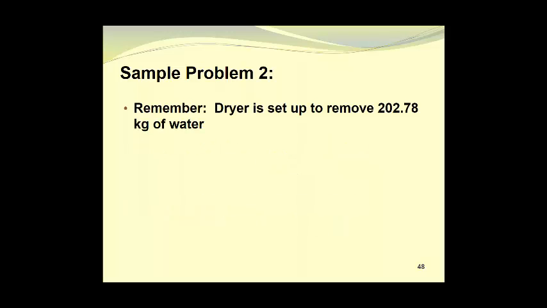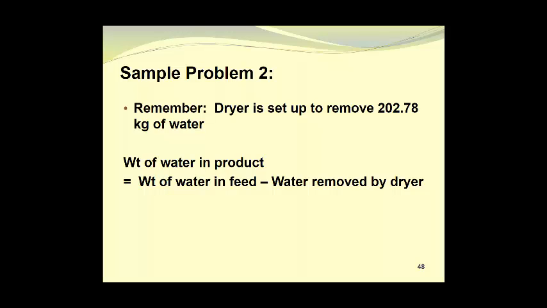Now we should recall that the dryer is set up to remove 202.78 kilograms of water. So the weight of water in the product will be equal to the weight of water in the feed minus the weight of water that is being removed by the dryer. We start off with 211.25 kilograms of water in the feed minus the 202.78 kilograms that the dryer is capable of removing. This tells us that we have 8.47 kilograms of water present in the product.